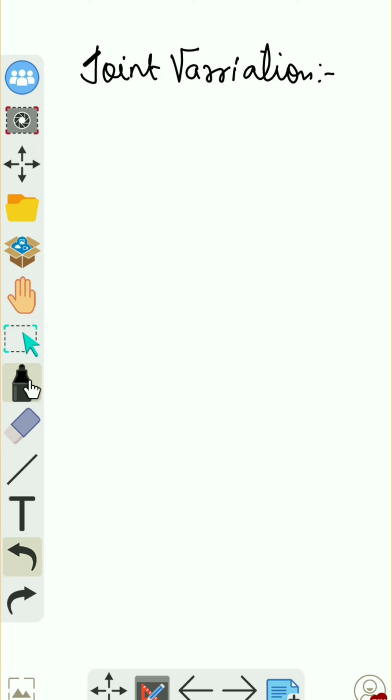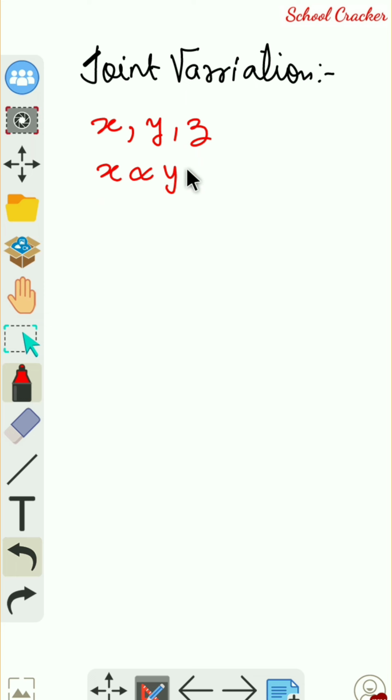First of all, let us try to understand what is joint variation. Three quantities x, y, and z. X can be proportional to y when z remains constant. X can be proportional to z when y is constant. So combining these two expressions, it can be written as x is proportional to yz. This is the first type of expression in case of joint variation.